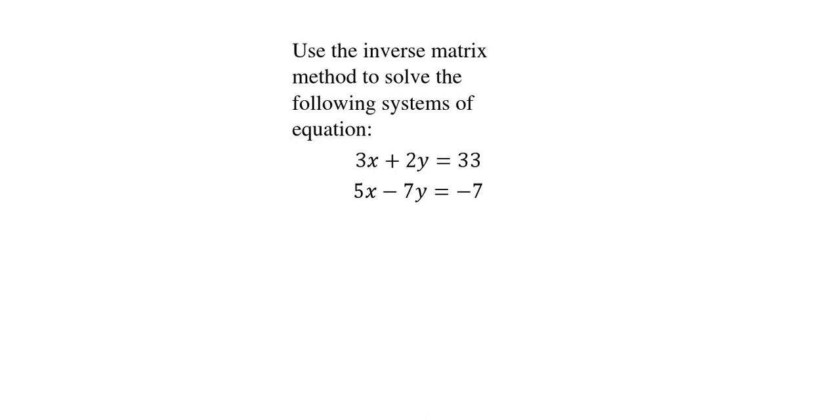Use the inverse matrix method to solve the following systems of equations. And we have 3x plus 2y is equal to 33. And we have 5x minus 7y is equal to 7. That is negative 7.